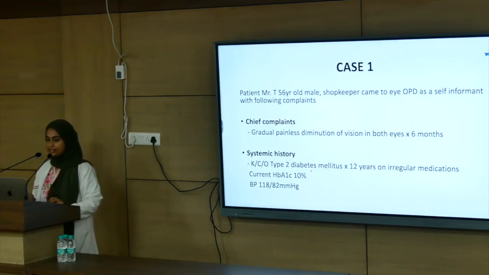Discussing it via a case, a patient Mr. T, a 56-year-old male, came to the IOPD with the chief complaints of gradual painless diminution of vision in both eyes for the last 6 months. He was a known case of type 2 diabetes mellitus for the last 12 years and was on irregular medications. His current HbA1c was 10 and BP at presentation was 118 by 82 millimeters of mercury.